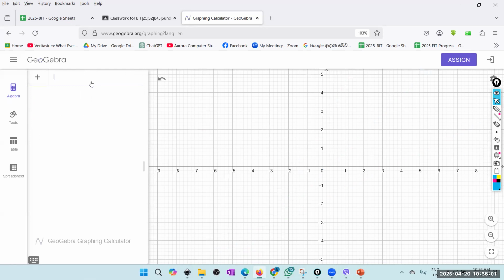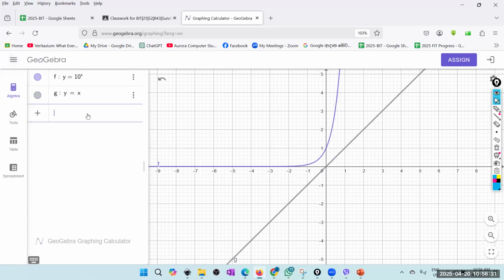So if you take the exponential function, like y equal 10 to the power x, how do you get the exponential? Using the hat character. Okay, the hat character is there on your keyboard. 10 to the power x. Now what is the inverse of this? So let's do the y equal x line first. And the inverse is the log function. The inverse of the exponential function is the logarithmic function.